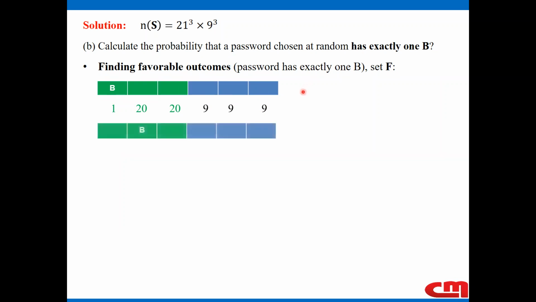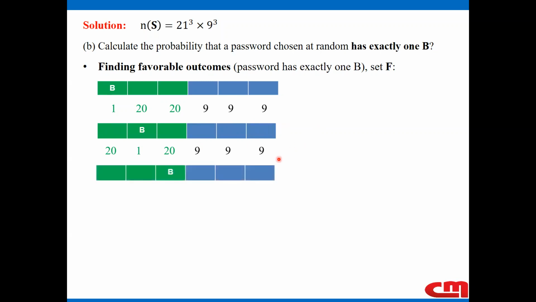We can have another arrangement where the B is on the second position, right? It's fixed there. Then we do the same analysis, where in this position, since I have removed the B from 21, we have 20 choices. At this place, 20 choices, because repetitions are allowed. Then the 9s, the sum. So this is the situation, right? This is another possible arrangement.